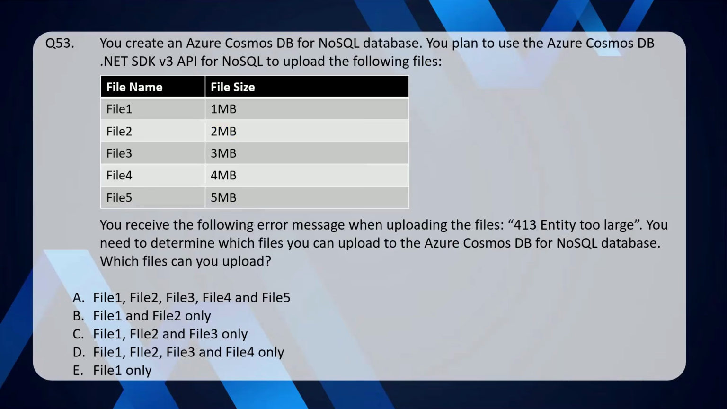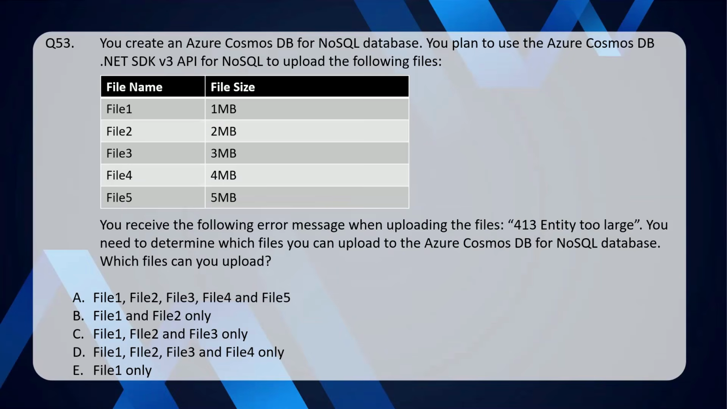Next question. You create an Azure Cosmos DB for NoSQL database. You plan to use the Azure Cosmos DB .NET SDK version 3 API for NoSQL to upload the following files. There are basically 5 files in the question named file 1 through file 5 and the sizes are 1 MB through 5 MB. You receive the following error message when uploading the files: 413 entity too large. You need to determine which files you can upload to the Azure Cosmos DB for NoSQL database. Which files can you upload?